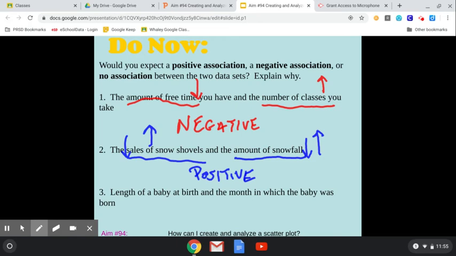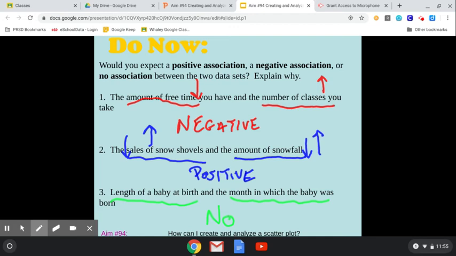All right, third one, length of a baby at birth and the month in which the baby was born. So we say length of the baby, like how big the baby is. And if I think about that enough, there's probably nothing about the month the baby is born in. Like a baby born in December isn't necessarily bigger than a baby born in June. So I'm going to probably say this one has no correlation. I mean, why would it matter what month you're born in and how big the baby is? There are other factors that determine the length of a baby, but not the month that it's born in.